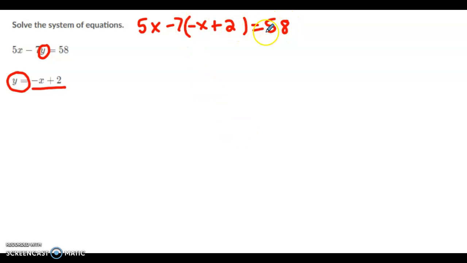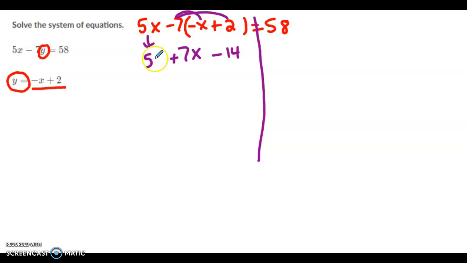All right, now I have an equation to solve, so I'm going to draw my line down my equal sign and get going. We have to take care of our parentheses first. So we're going to take this negative 7 and we're going to distribute it. So negative 7 times negative x is a positive 7x. Negative 7 times a positive 2 is a negative 14. And then I'm just going to bring the 5x straight down and the 58 straight down.